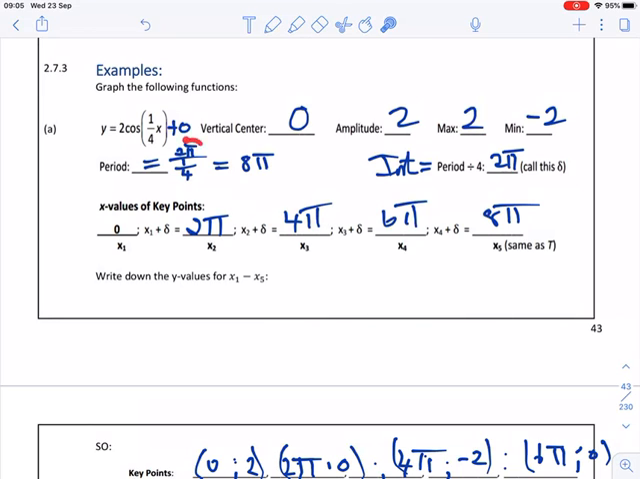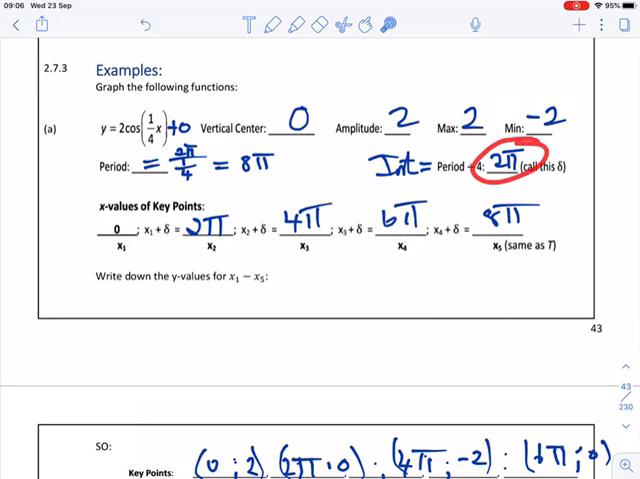And then the period, we said it's 2 pi over b, but b is now that quarter. So it gives us 8 pi. And our interval is to take this answer and divide it by 4, and that gives us then 2 pi. Okay, so now we start at our first position, which was 0, because that's where we're going to start, and then per interval.